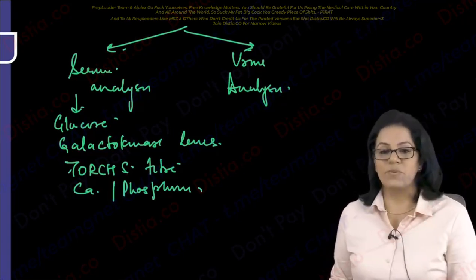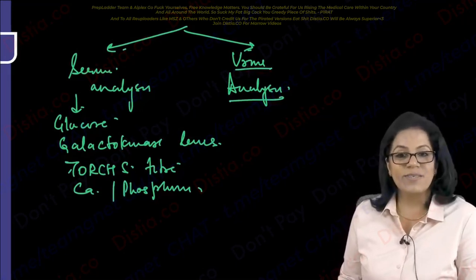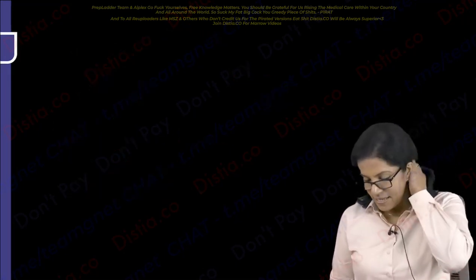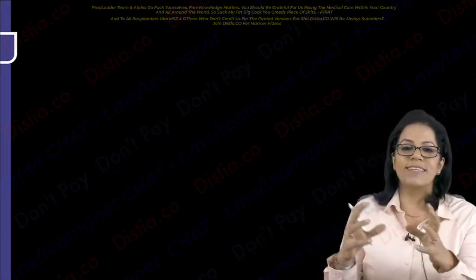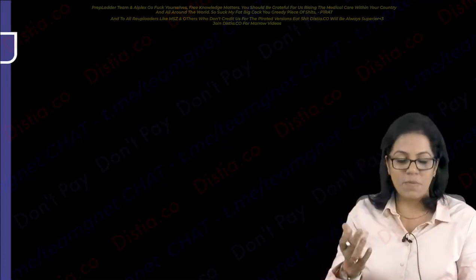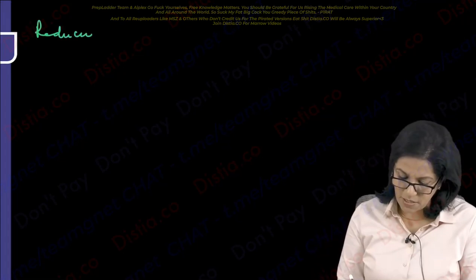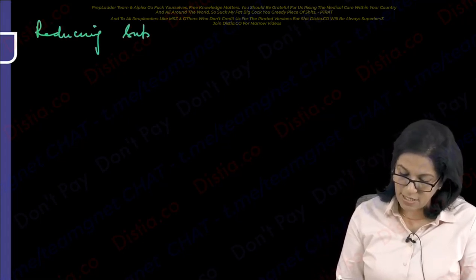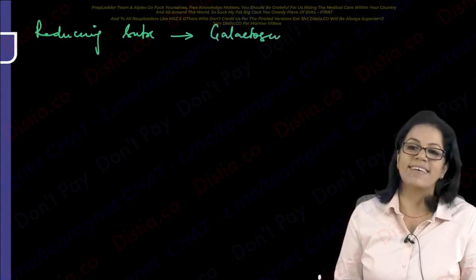This they won't ask you. Now what is interesting and they can ask you is mainly the urine analysis. Let's listen to this more carefully. Now in urine analysis, if you're getting this, what is the diagnosis? This is what you have to keep in mind. So common sense, if I'm getting a reducing substance on urine analysis, naturally my diagnosis becomes galactosemia.